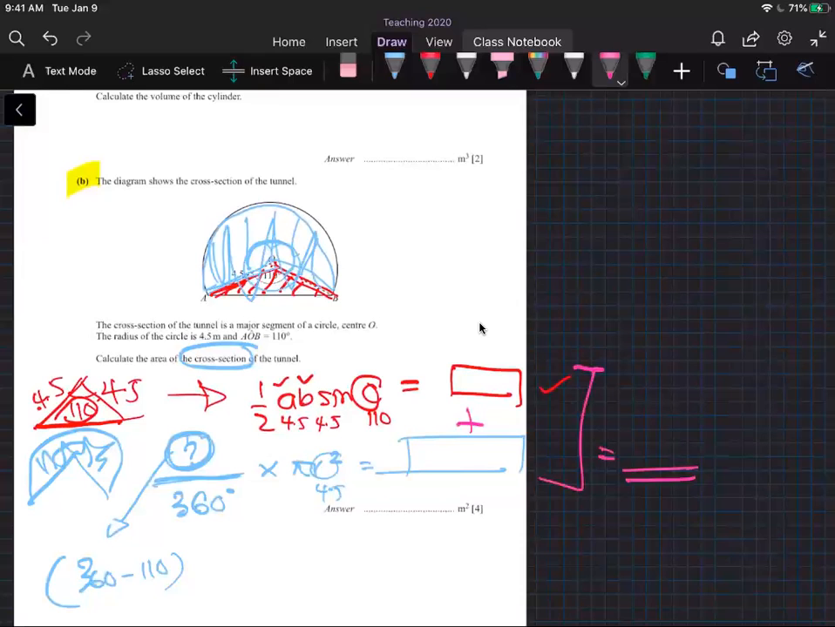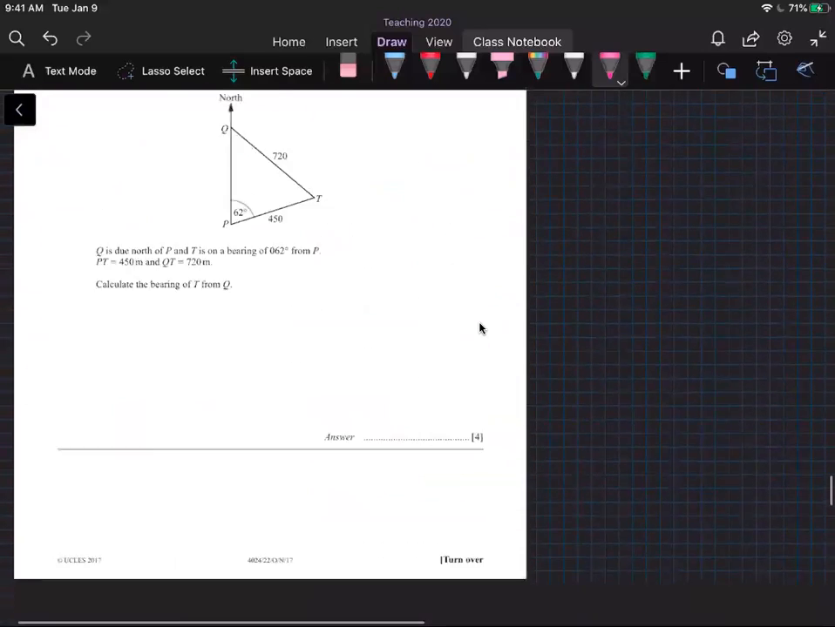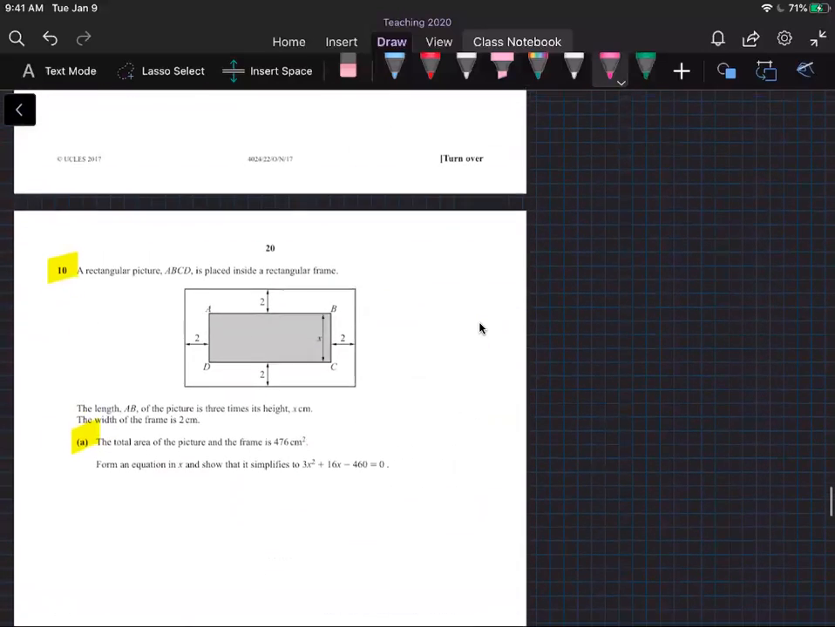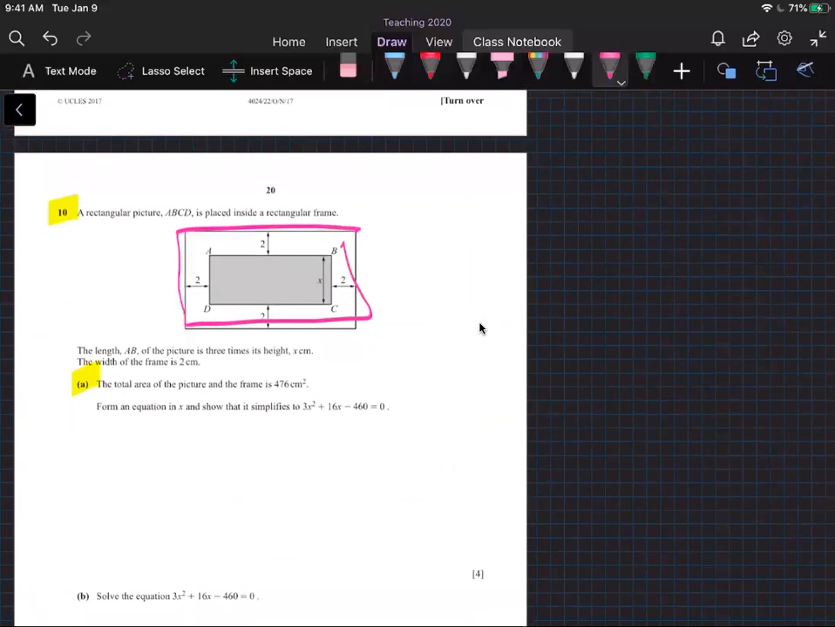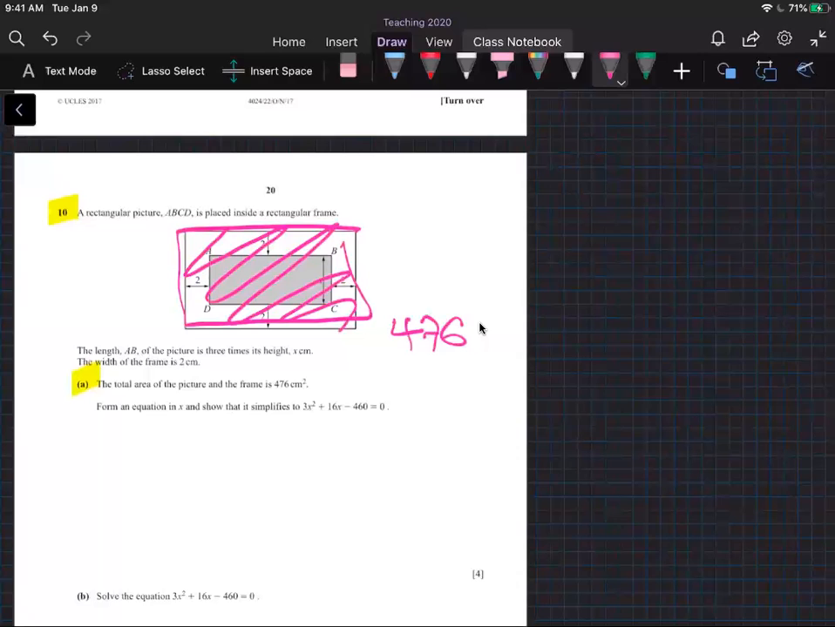Right, so next one, let me just check. Oh, here. Okay, this one. You're given a rectangular picture here, rectangular frame. So the length AB of the picture is 3 times its height. So the total area of the picture and the frame is 476. So semua sekali ni, picture and the frame is 476. Form an equation in x and show that it simplifies to 3x squared plus 16x minus 460.